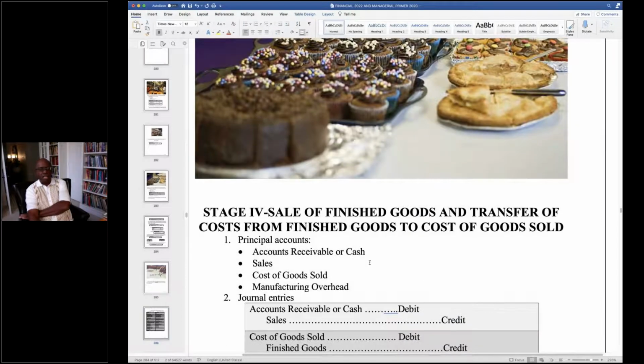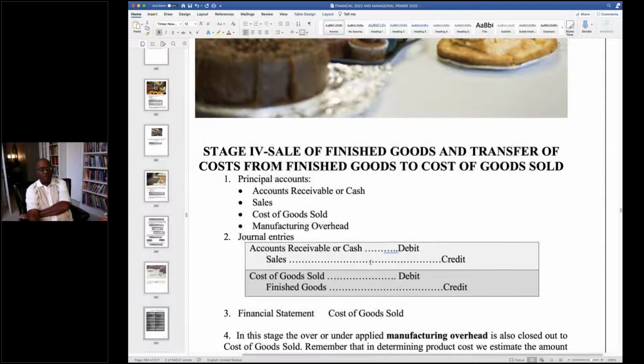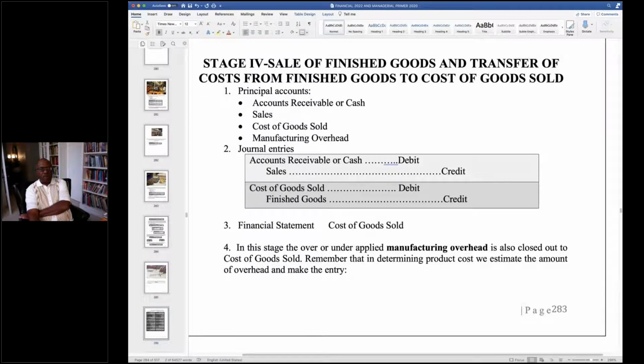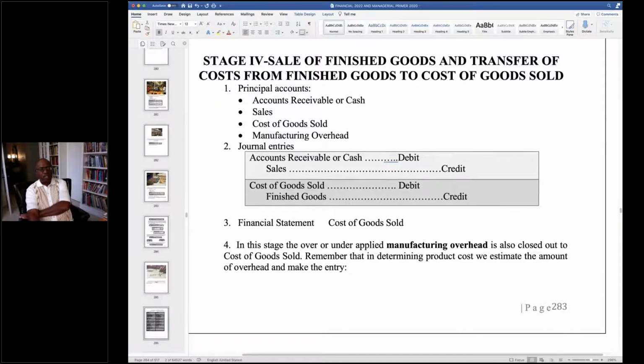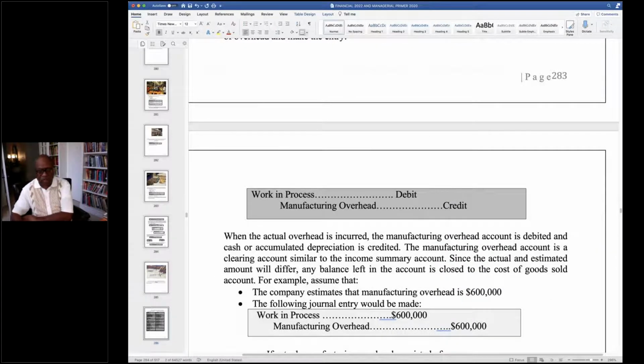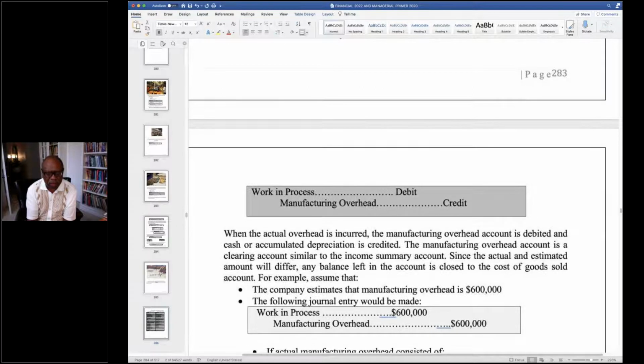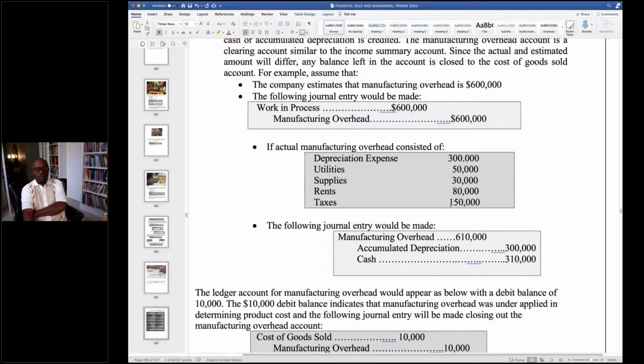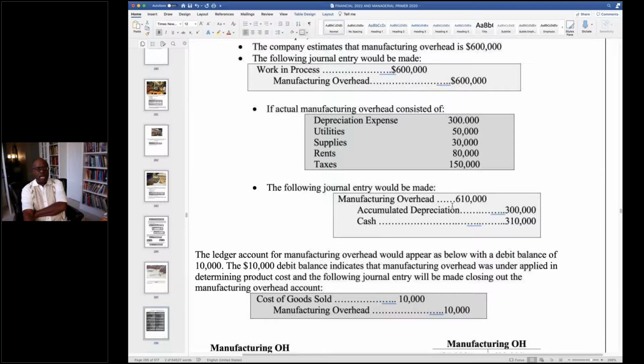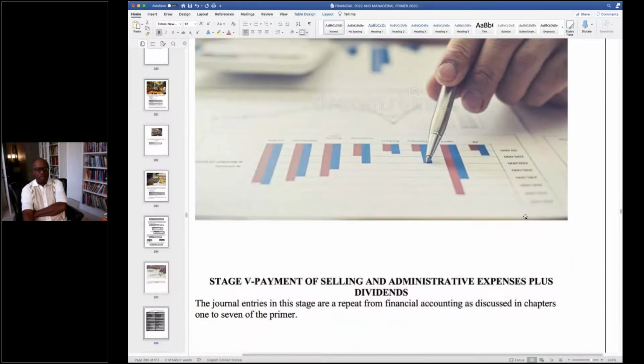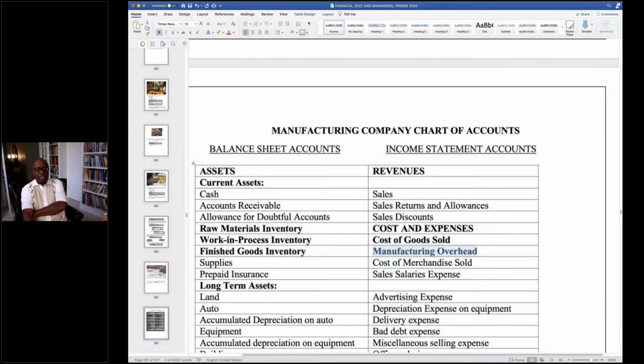Then the happy time is when we sell what we've made. And when you sell something, you record the sale and you also record the cost of what you sold. And then we talk about that overhead. You estimate the overhead. Once you find out what that overhead actually is, you then have to make the account zero. So you're going to make an entry, debiting one and crediting the other, so the overhead account moves to zero. Sometimes you have depreciation, so that should be pretty clear.